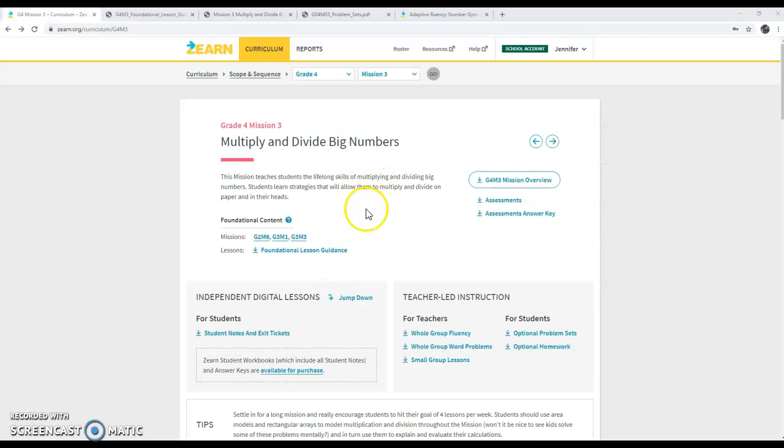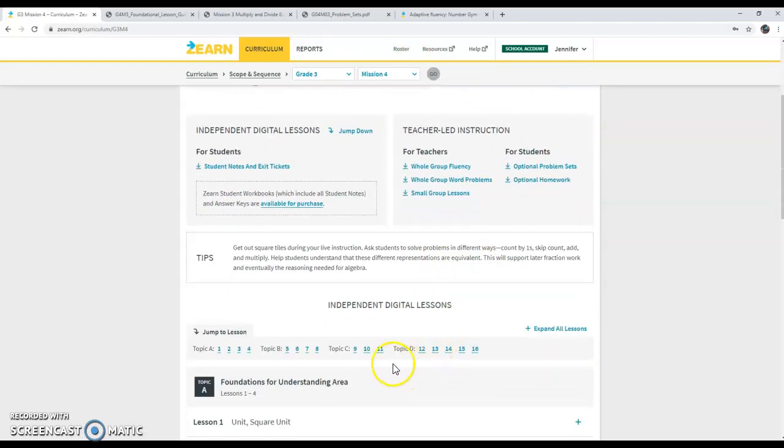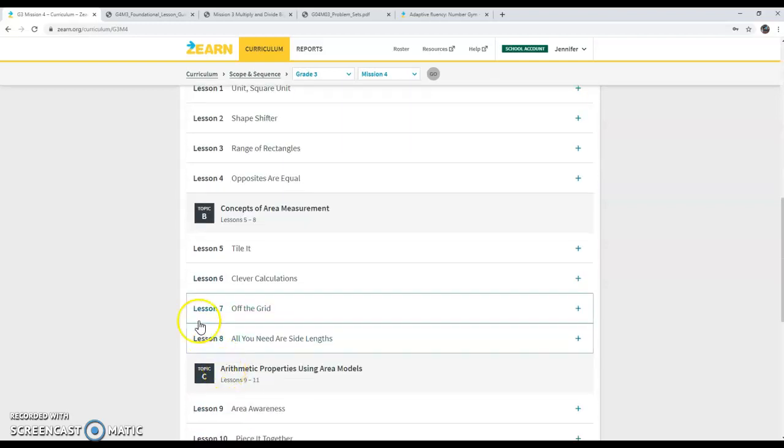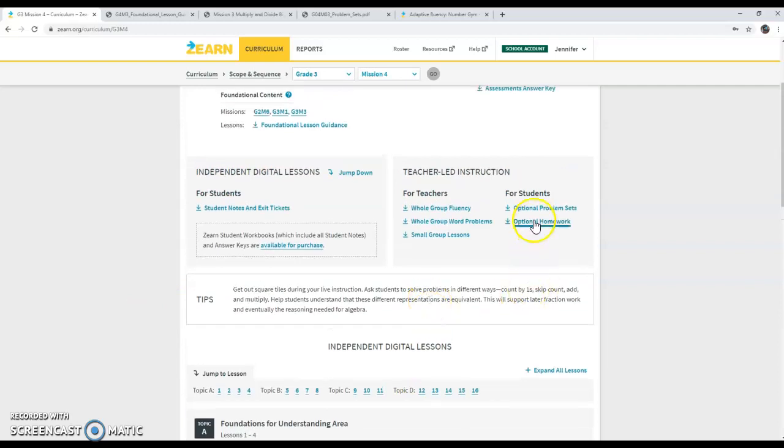Those foundational guidance lessons can easily be accessed by just simply clicking through to the grade and mission suggested in the foundational lesson guidance map. And once you access that, you can go to either the lessons, where lesson 8, so students can practice here, or you can even access the optional problem sets or homework or small group lessons for additional support.